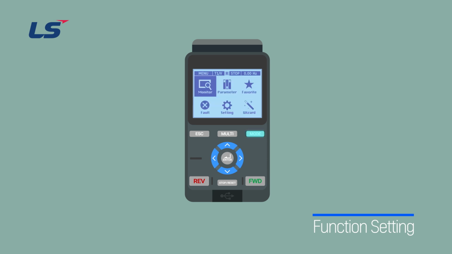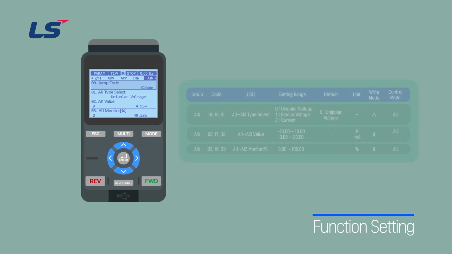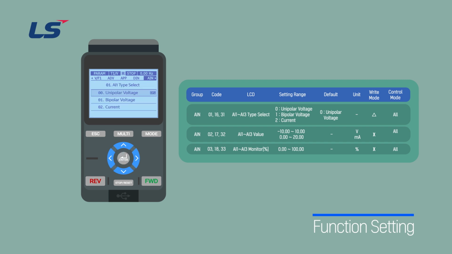Now, let's look at how to set the parameters. Analog input-related parameters can be set in the AIN group. First, you set the type of analog input you are receiving. Parameters 1, 16, and 31 in the AIN group do not use negative voltage, so set them to unipolar. If you want to use from minus 10 volts to 10 volts, set it to bipolar. If you want to use current, after selecting current with the switch, set it to current in parameter 2.